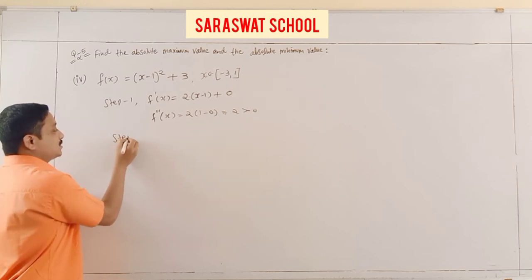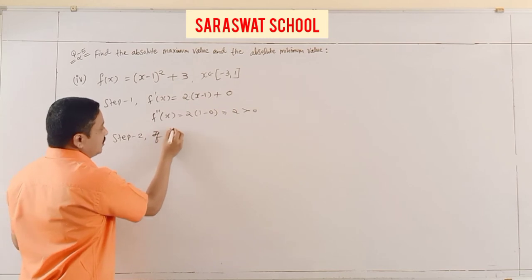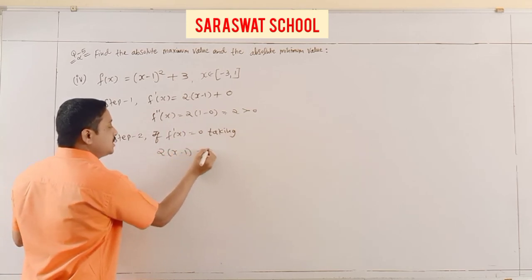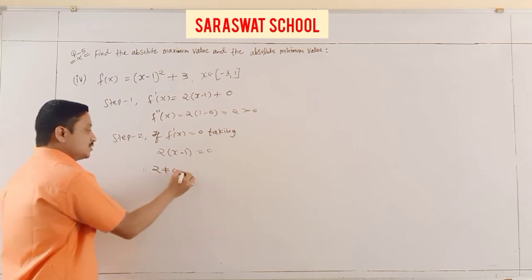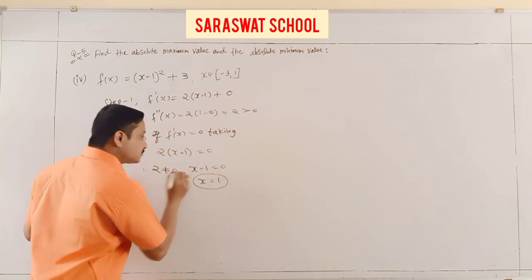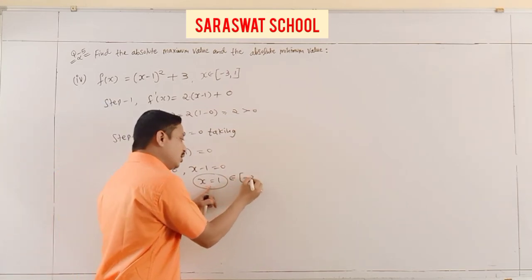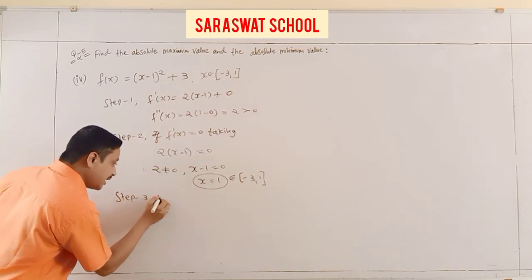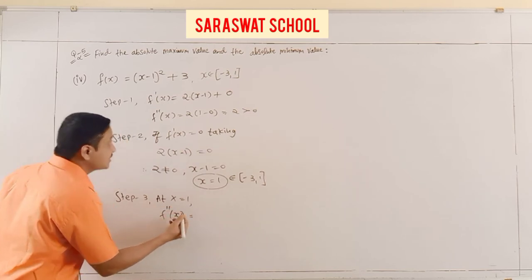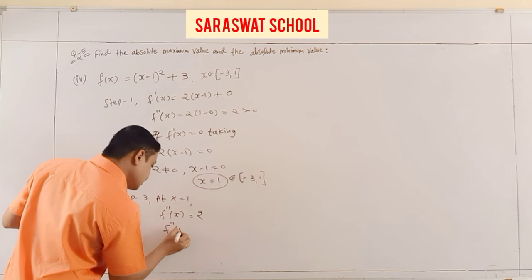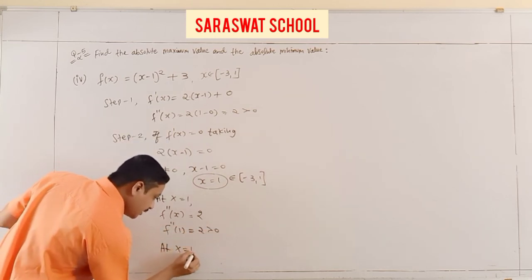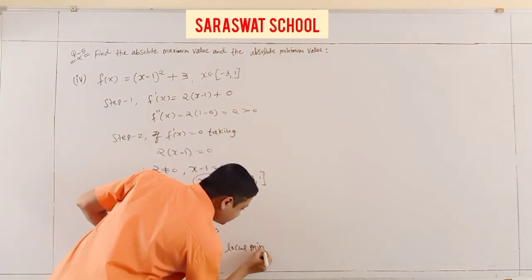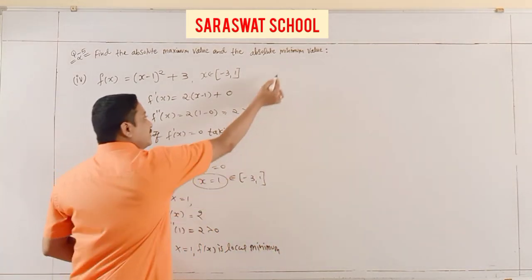Now step 2: take the first derivative as 0. So what is the first derivative? 2 times x minus 1 is 0, but 2 is never 0, so you have only x is equal to 1. Now check: this one actually belongs to your range, yes. Then it is your correct answer. Now students, we are going to step 3, at x is equal to 1. We check f double dash x, which is 2, so f double dash 1 is greater than 0. It means f(x) has a local minimum.